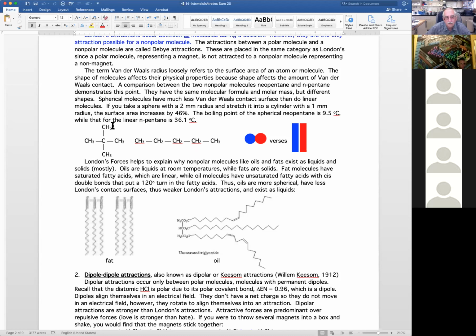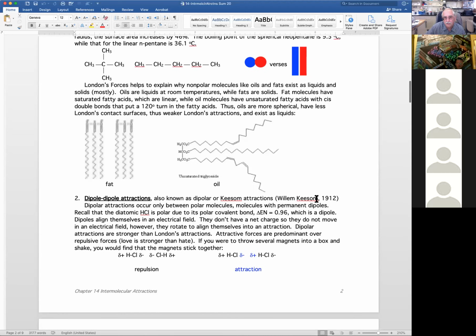It's because spherical molecules, when they bang into each other, their area of contact, known as their van der Waals contact surface, is small. But linear molecules like this, they can be interacting all along here. So there's more van der Waals contact. The deformation of electrons is more acute. So therefore, the stronger attractive force.